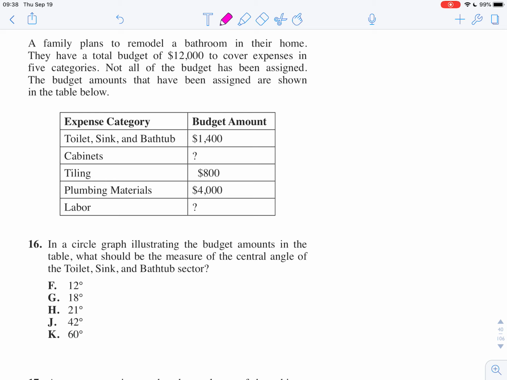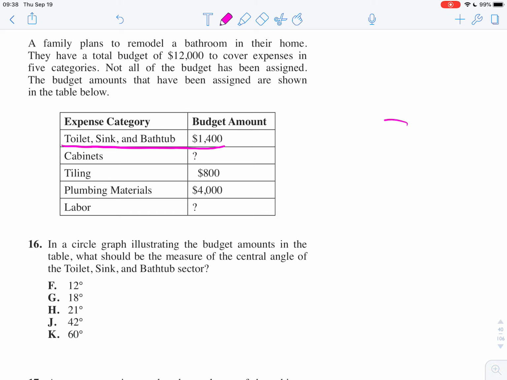16 tells us that a circle graph illustrates the budget amounts in the table, and they want to know what the measure of the central angle of the toilet, sink, and bathtub sector would be. So the toilet, sink, and bathtub sector has a budget amount of $1,400.